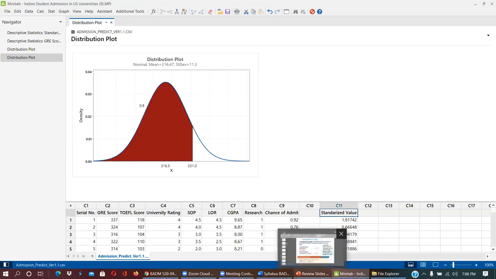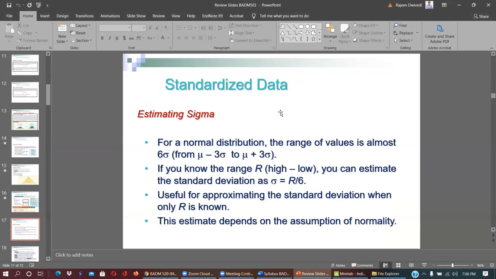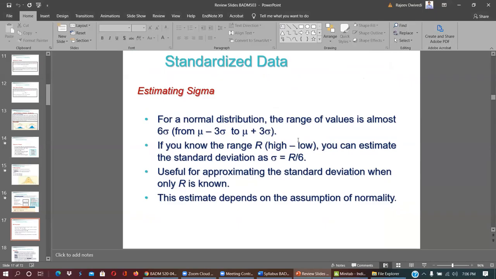So this is the basic concept, and this is the standardized variable and normal standard deviation. There's another way to estimate the sigma. How do we estimate the sigma? Within Six Sigma, how much data is there? 99.73% of data is within Six Sigma. So if you know the range, which is highest value minus lowest value, range divided by six sigma, Six Sigma is almost equal to the range. So this is also a way to calculate sigma: range, high minus low, divided by six, and then you can get to know sigma.